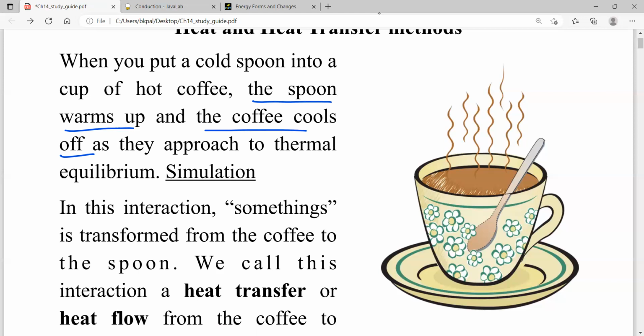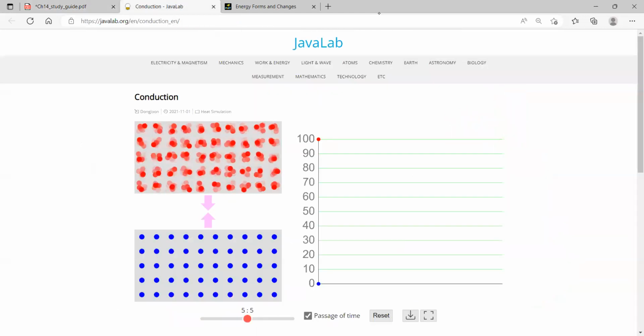You can see the same thing in this simulation. So here is the simulation. Here the hot molecules are shown by the red dot, and the cold molecules and the cold object are shown by the blue dot. On the right hand side we have a graph, and the blue dot is at 0 degrees Celsius and the red dot is at 100 degrees Celsius. That means the red object is at 100 degrees Celsius, it's a hot object, and the blue one is at 0 degrees Celsius. That means it is cold.